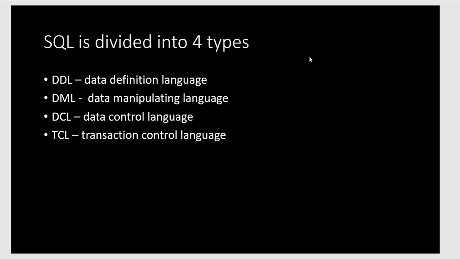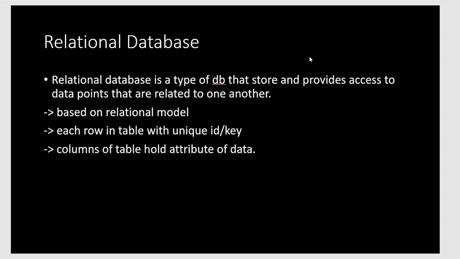And MySQL is divided into four types: DDL, DML, DCL and TCL. DDL is data definition language, DML is data manipulation language, DCL is data control language, and TCL is transaction control language. These are the four types, and in my next videos I will explain each of these four types with examples so you can clearly understand them. These are all about the introduction to the MySQL database.